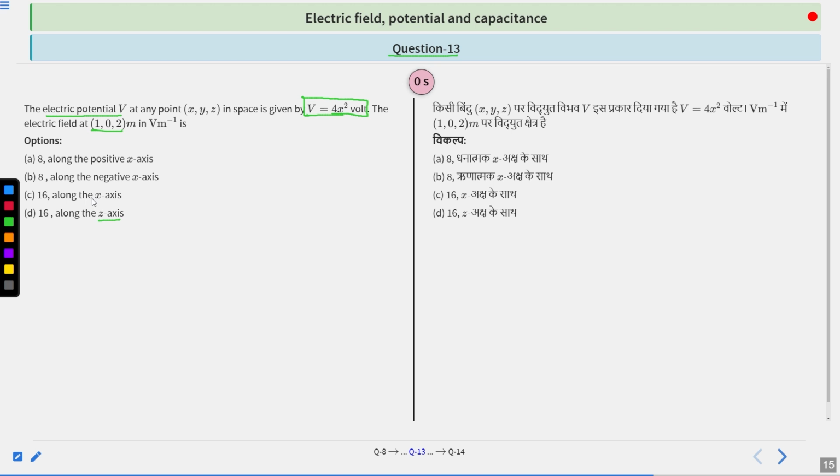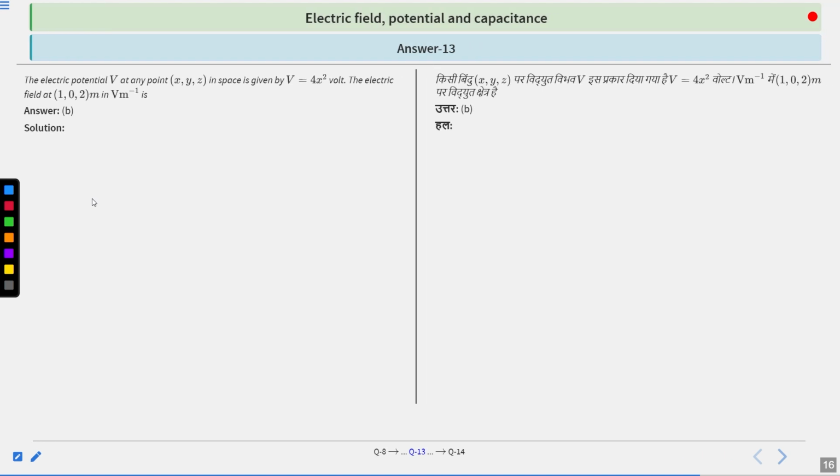Let's find the solution. Here the electric potential V is given, which is V is equal to 4x square. And the electric field at this coordinate (1, 0, 2) meter, in volt per meter, is what? That is asked in this question. Electric potential is given and we are asked about the electric field.